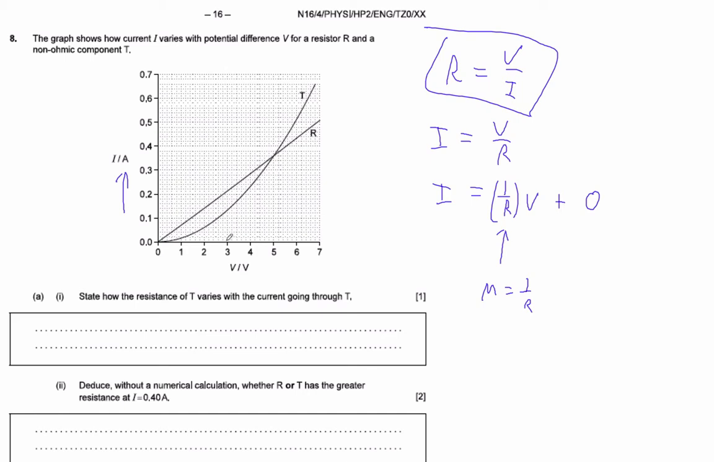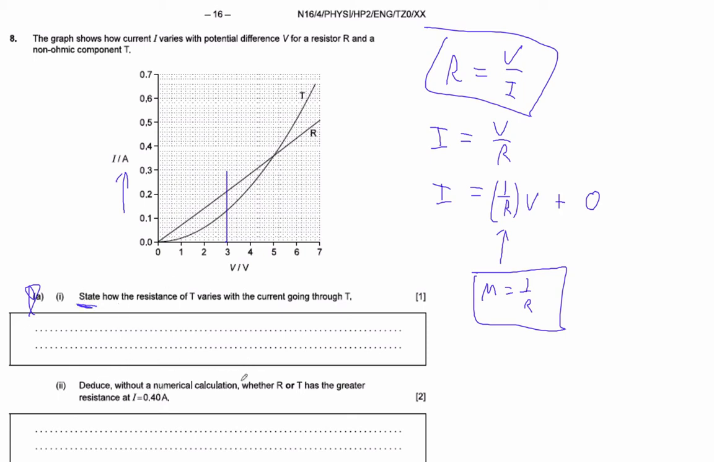Now, how do I know this is more resistance than the resistor? Because for a particular voltage, say 3 volts, the current through T is less than the current through R. If the current's less, the resistance is more because it's a reciprocal relationship. Talk about the slope: the slope increases, so the resistance is going to decrease because the slope of this thing is 1 over R. But really all we have to do is state. We don't really have to explain it.